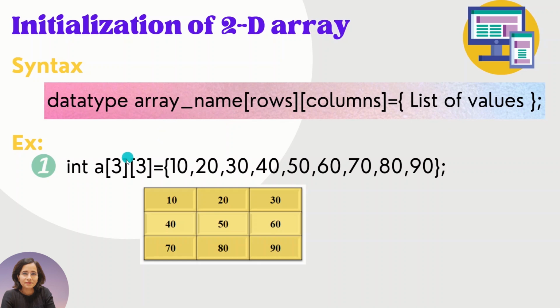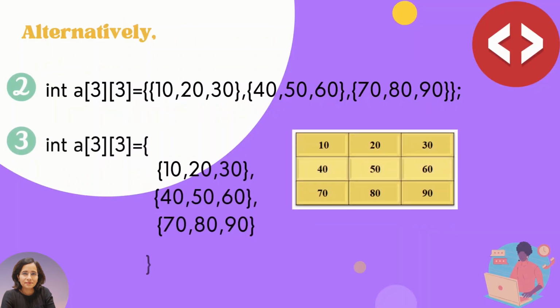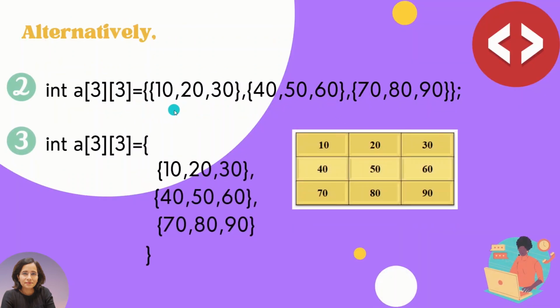So here you can see one example. Here we are declaring one integer type two-dimensional array having 3 rows and 3 columns. The elements are stored from left to right, row-wise. So the first 3 elements will be stored from the left in the first row, the next 3 elements in the second row, and so on. There is one more way to initialize the list of values.